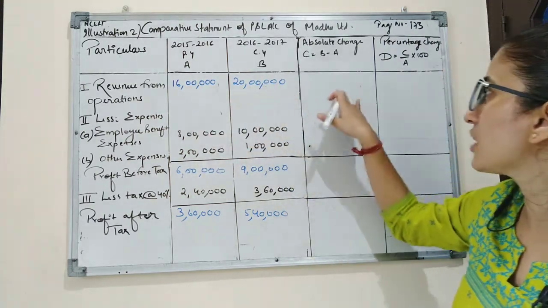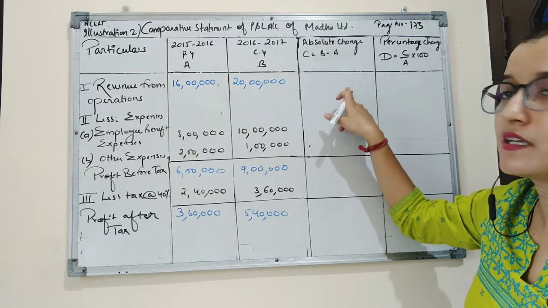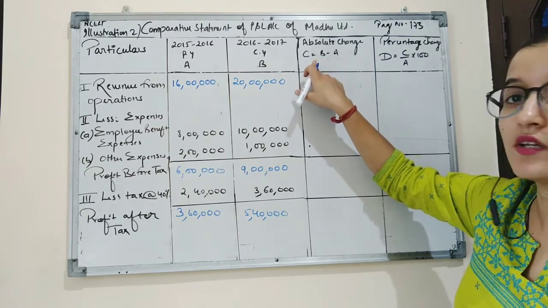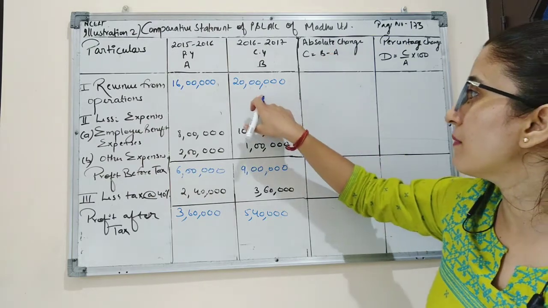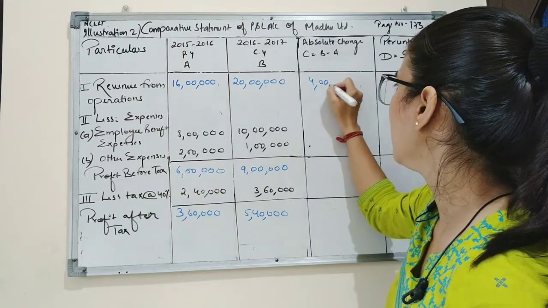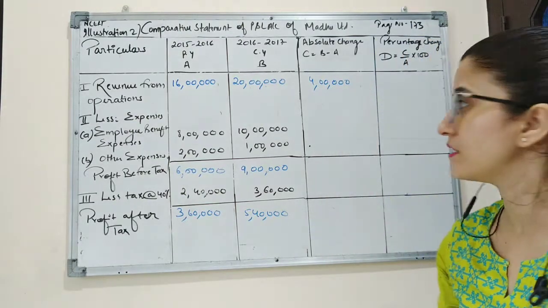So absolute change will be B minus A. As we know, absolute change is denoted by C and C is calculated as B minus A. So here B minus A will be 20 lakh minus 16 lakh. Amount will be 4 lakh rupees.